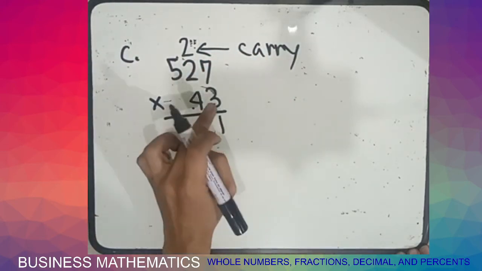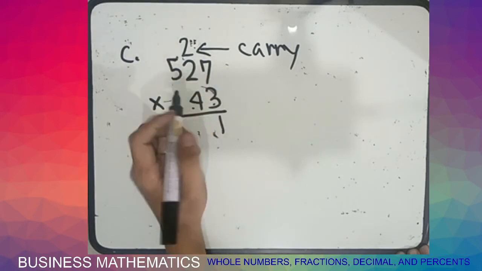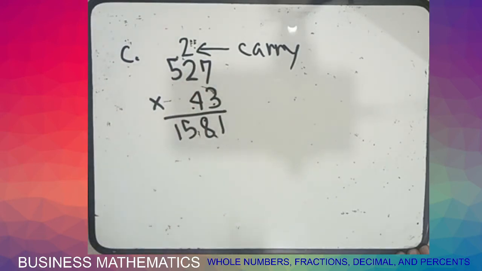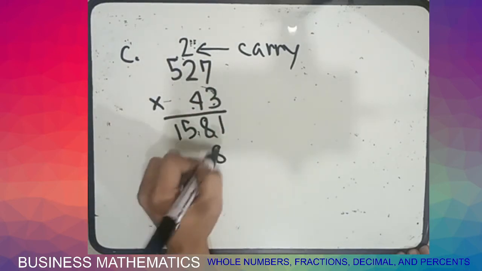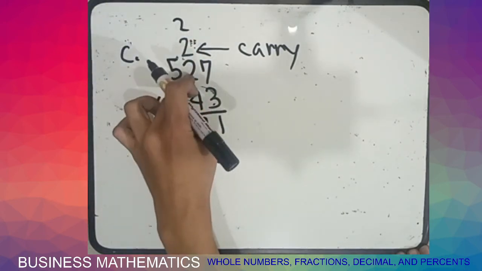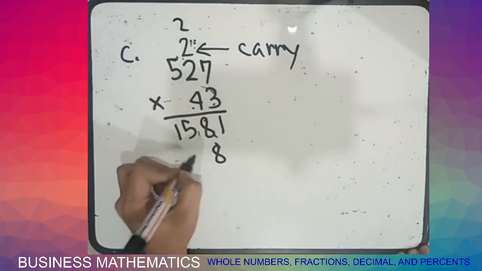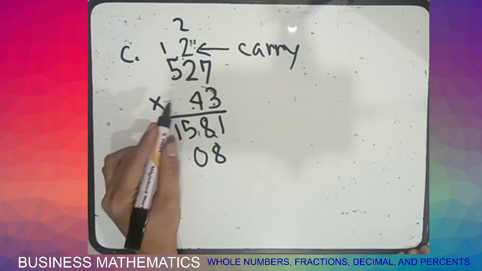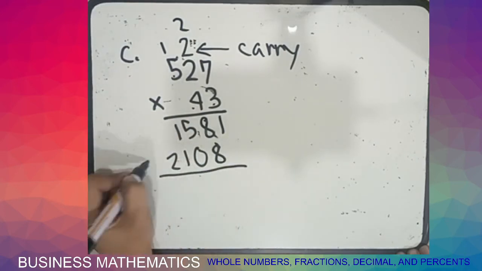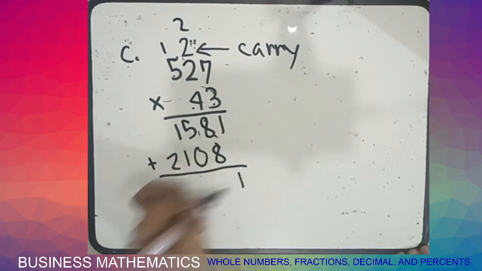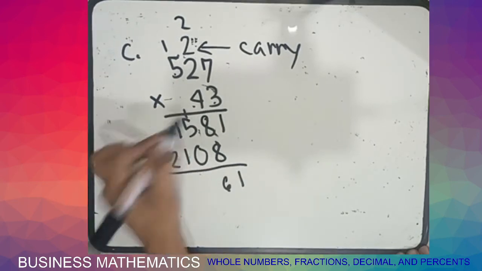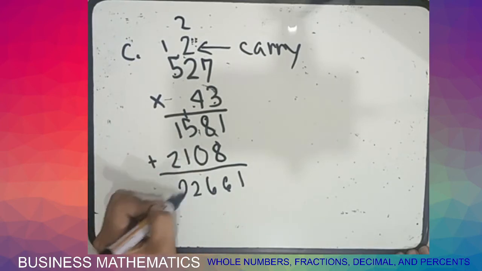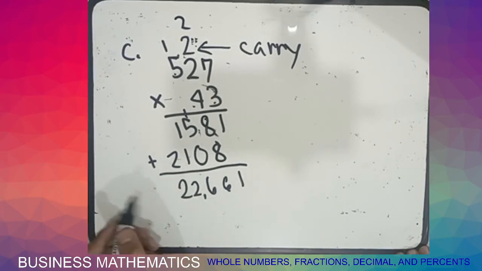Okay? So, next. 3 times 2, 6 plus 2 is 8. 3 times 5, 15. Next. 4 times 7, 28. Carry 2. So, 4 times 2 is 8 plus 2 is 10. So, carry 1. 4 times 5 is 20 plus 1 is 21. Okay, pagpa-plusin natin. So, bring down 1. 8 plus 8, 16. Carry 1. 5 plus 1 is 6. 1 plus 1 is 2. Then 2. So, 22,616.